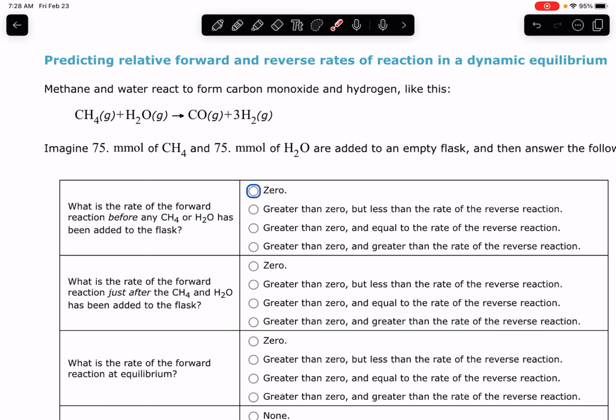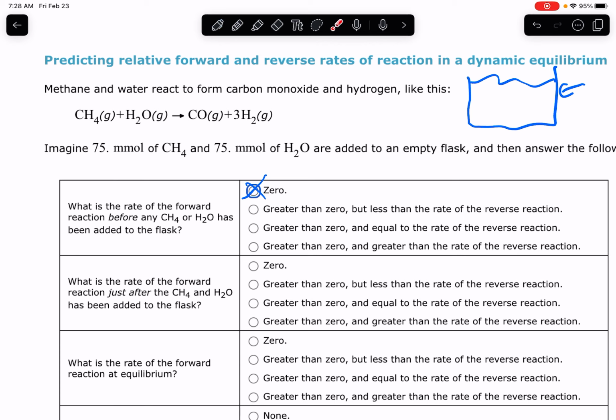It says, what is the rate of the forward reaction before any CH4 or H2O has been added to the flask? In other words, what they're saying is, do you understand that if you have nothing in here, nothing is going to happen? So your short answer has to be, there's going to be no forward reaction. There's going to be nothing going on. Why? Because there's nothing on the reactant side. So I'm not even going to look at the other options here. Now we're going to go to the next one.